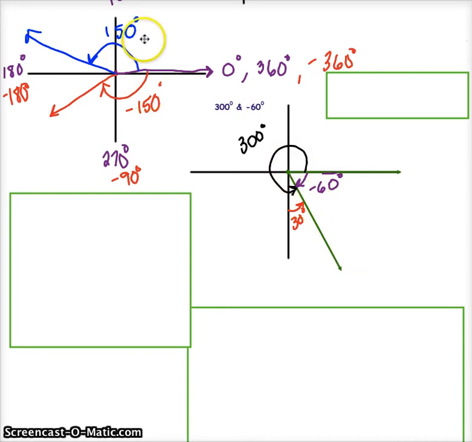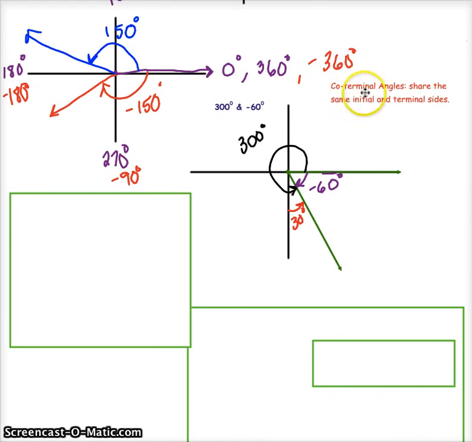Now, when we graphed or drew positive 150 and negative 150 earlier, the terminal sides were not in the same position. But in this case, they are in the same position. So I want to introduce some new terminology to you, and that new terminology is something called coterminal angles. Coterminal angles are angles that share the same initial and the same terminal sides, as in this case right here. What I'd like for you to do now is to draw a new X and Y axis and sketch 210 degrees in standard position.